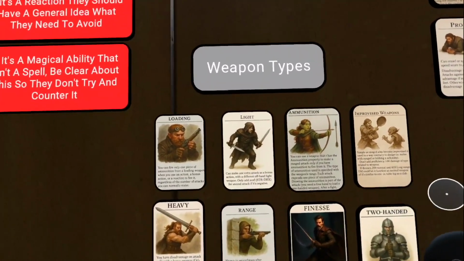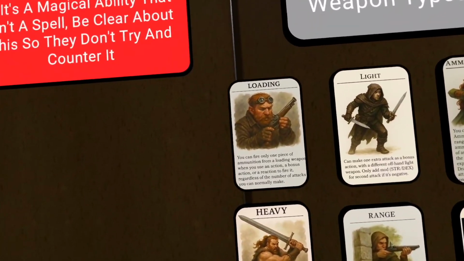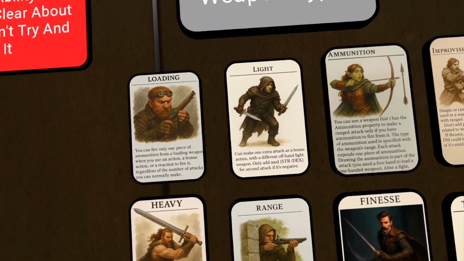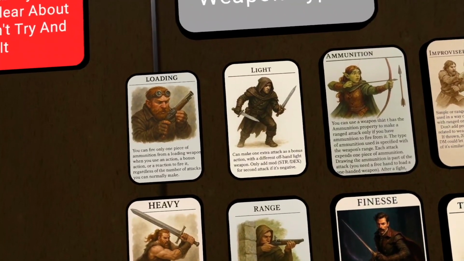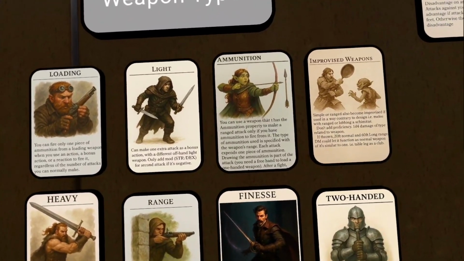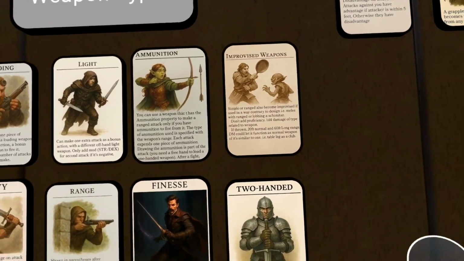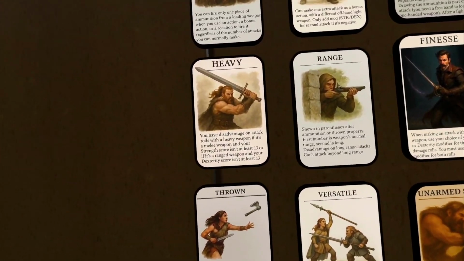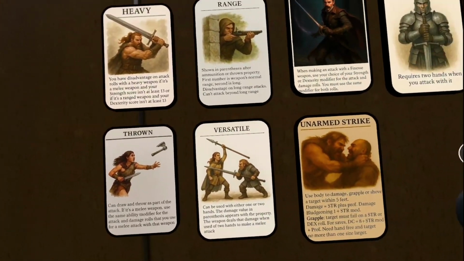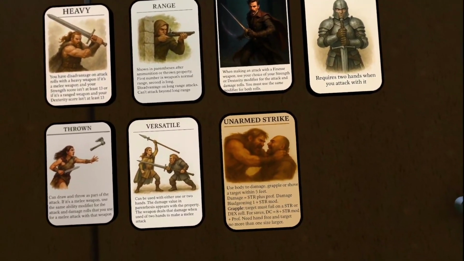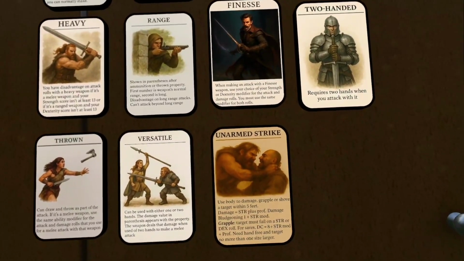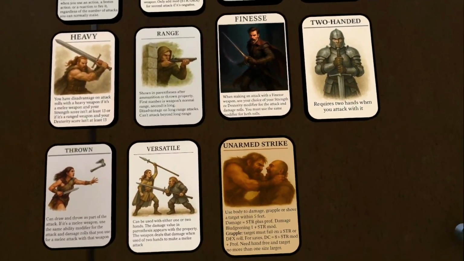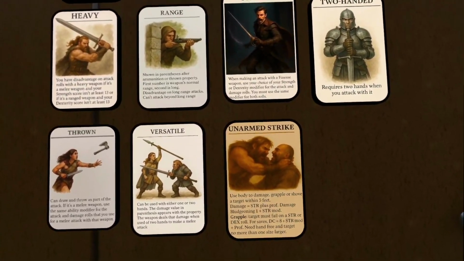These are weapon types, so these are quite helpful, you know. Shows you some rules here for weapon types, like loading weapons. It's got the rule there for that. Light weapons, this is showing you that light weapons you can dual wield with. Information on ammunition, improvised weapons, two-handed weapons, finesse, ranged, heavy, thrown, versatile. This is a funny one, unarmed strike. I think my prompt for ChatGPT was grab someone and headbutt them, but instead he's just grabbed him round the neck. It looks like he's about to throttle him, I don't know, or kiss him, who knows.